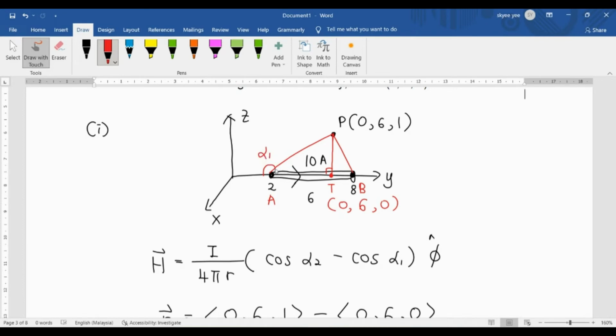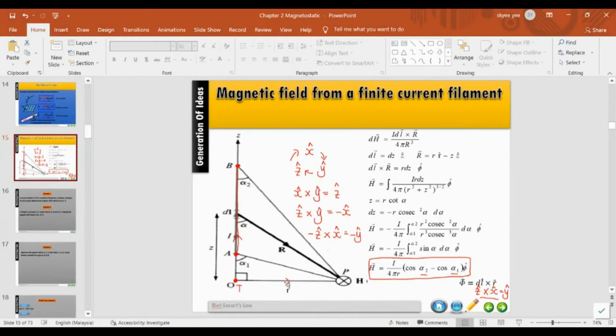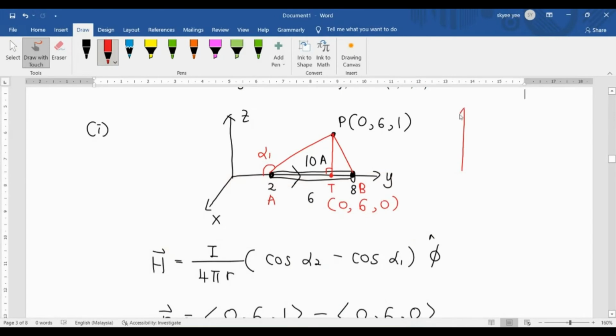Okay, alpha 1. You will take the outside angle. This one will be the outside angle. If you draw this and redraw it, just like this one, this is your y-axis, right? You redraw it. This is 2.